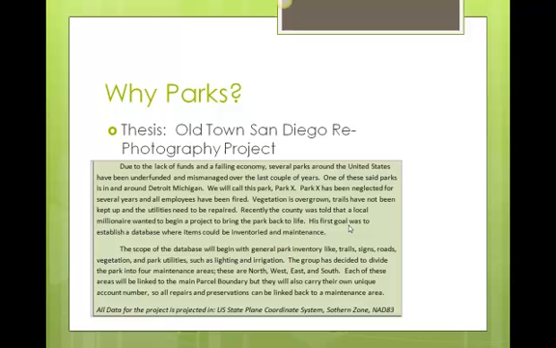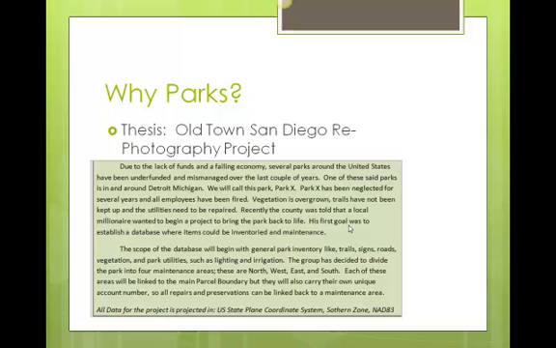Recently, a local millionaire has decided to help fund the project, and one of his first goals was to develop a database so he could look at inventory and maintenance. So two basic ideas. One, I'm going to look at trails, signs, roads, vegetation, and then on the utility side, things like lighting and irrigation, so people can manage through the trails with light, obviously, so plants can be watered so they continue to grow.